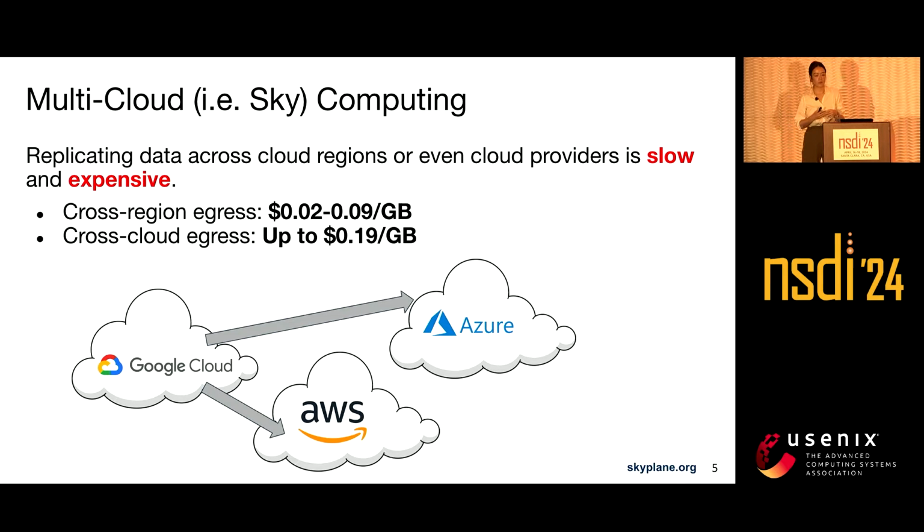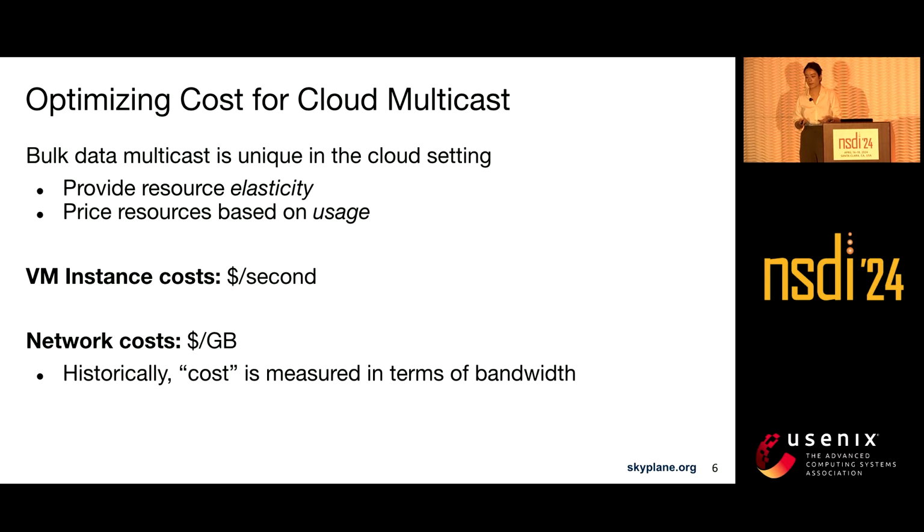The problem here, though, is that replicating data across cloud regions, or even just within providers, is both slow and expensive. I'll go into this more in a bit, but cross-region egress can be up to 9 cents per gigabyte, and cross-cloud egress can be up to 19 cents per gigabyte. These costs can very quickly add up.